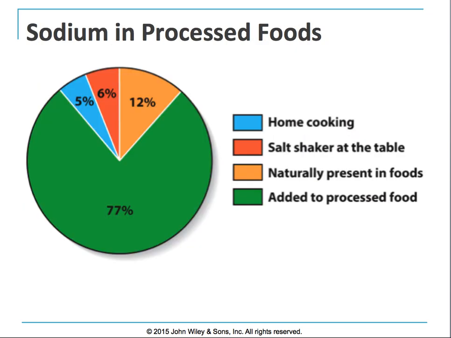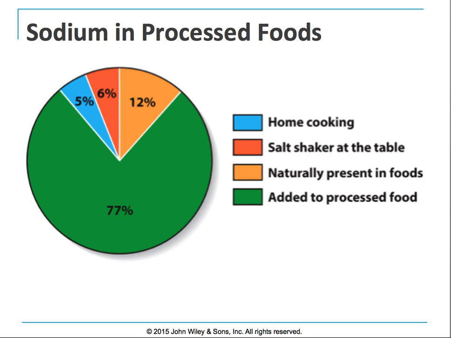Sodium in processed foods. So where does that sodium come from? If we're all eating too much salt, where is it coming from? This chart shows us the blue wedge is home cooking. Home cooking is the lowest amount, so only 5% of the sodium that we consume comes from cooking at home. 6% comes from a salt shaker at the table, so seasoning foods before we eat them. 12% is naturally present in foods.